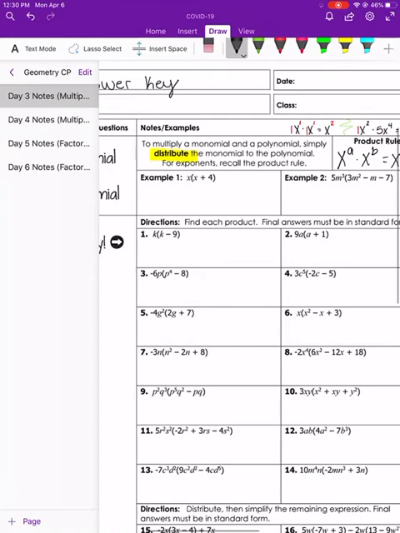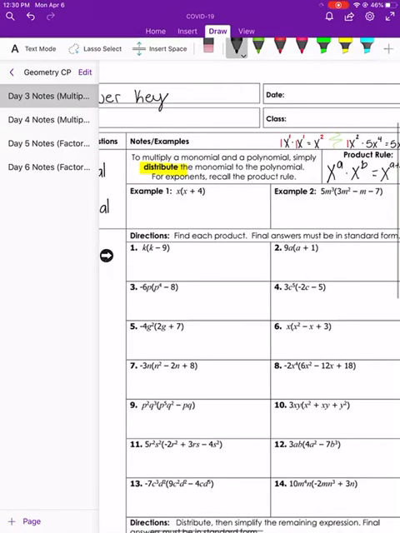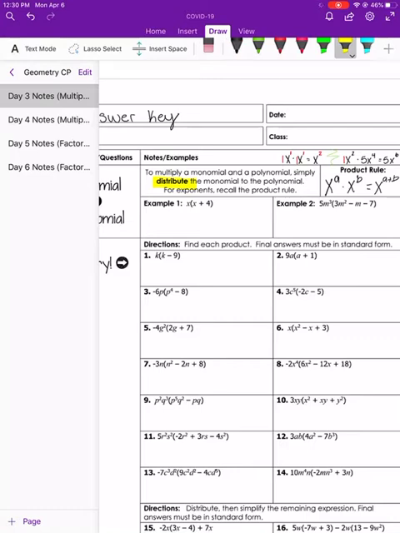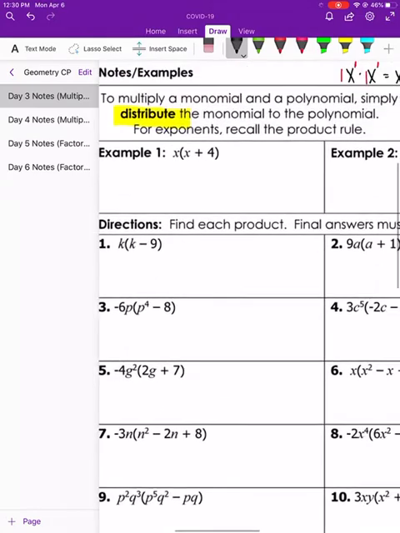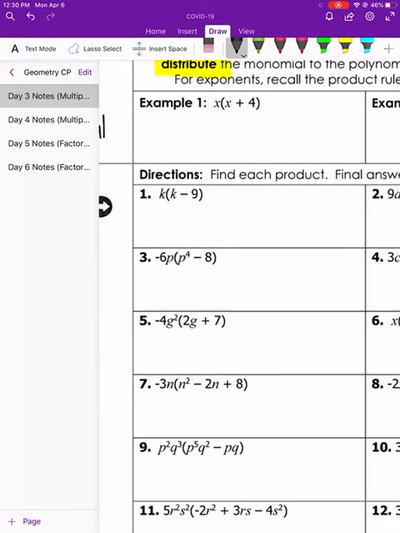So I'm going to work with this left side first. Please remember that all of your answers need to be in standard form. Remember standard form is when our exponents, we did these last time, are going to be in descending order. So your highest exponent goes first down to your lowest exponent. Okay, let me zoom in for you guys. Sorry, I'm still trying to figure this out. Okay, so I'm going to distribute my monomial, my x term. So how I'm going to do this is my first one is going to be x times x. My second one is going to be x times 4.